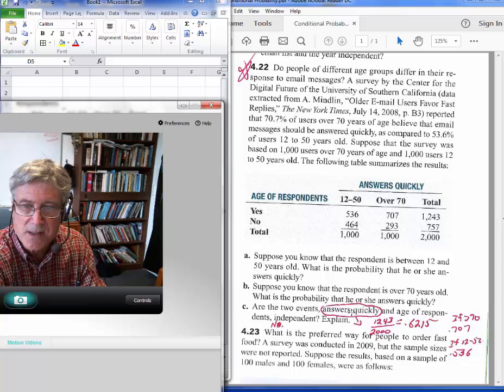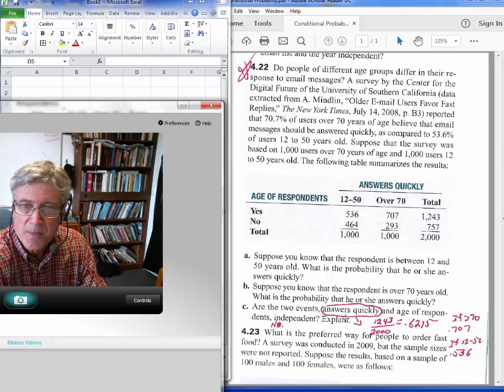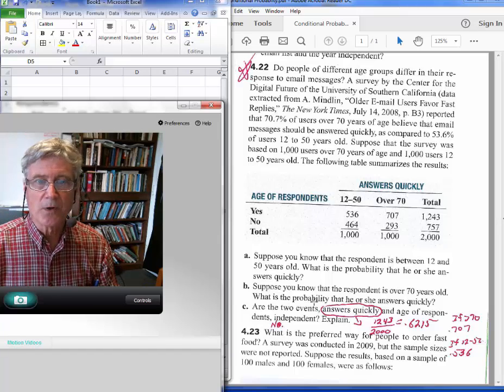Answer quickly was easy enough, but there were two different ages of respondents. There was a young group, relatively young, 12 to 50, and there was another group over here. And it kind of stymied me in class, and so I was afraid to take an answer. But now that I'm back in my office and I have a moment to look at this, I can see that it's really kind of straightforward. So let's go ahead and work this problem again.